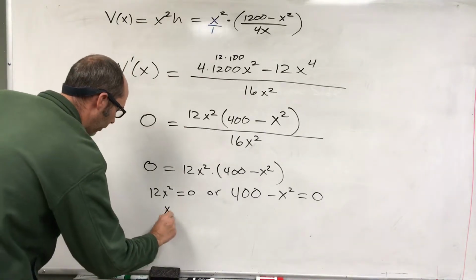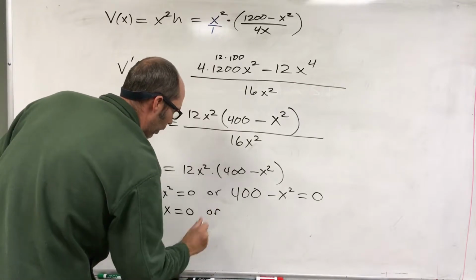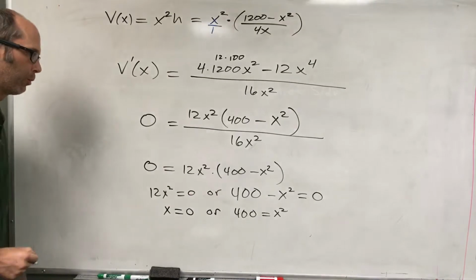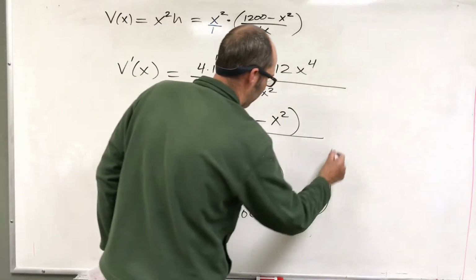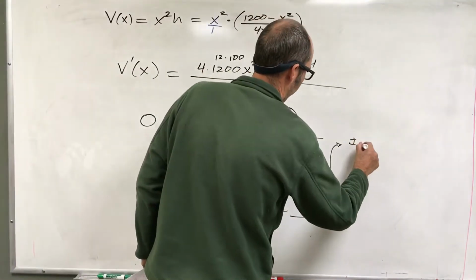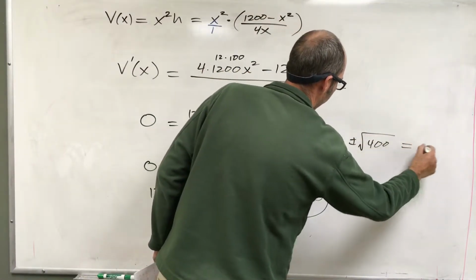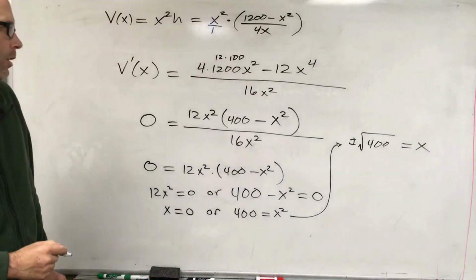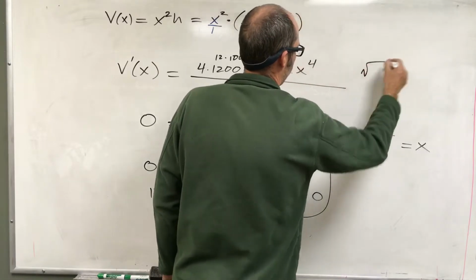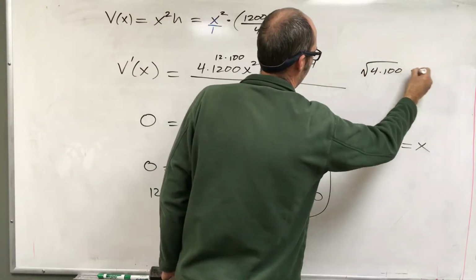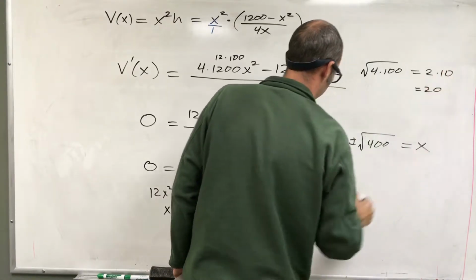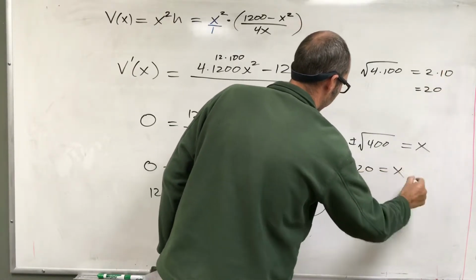This one right here will give you x equals 0, or 400 equals x squared. Taking the square root of both sides, plus or minus the square root of 400 is x. Little trick here, 400 is 4 times 100, so that's 2 times 10, which is 20. So plus or minus 20 is x.